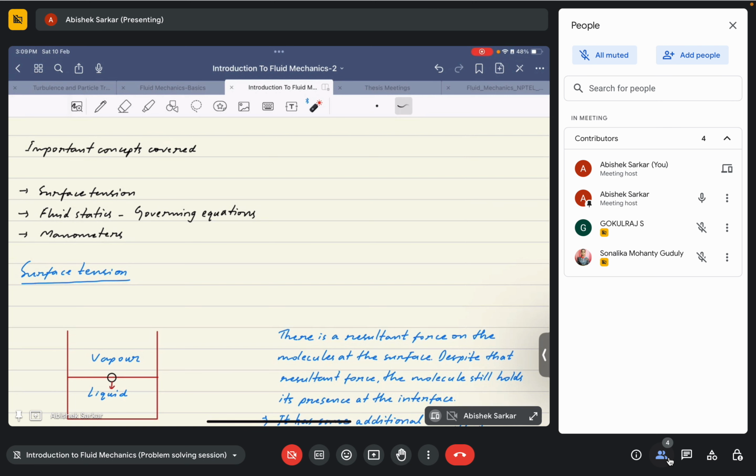And Gokul, I insist you also to have an interactive session so that it's beneficial for both you and me as well, right? Okay, then.